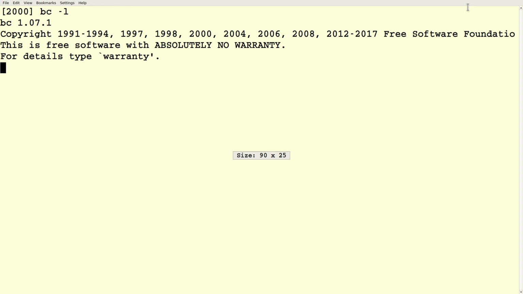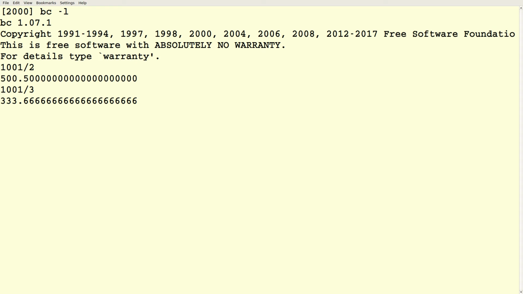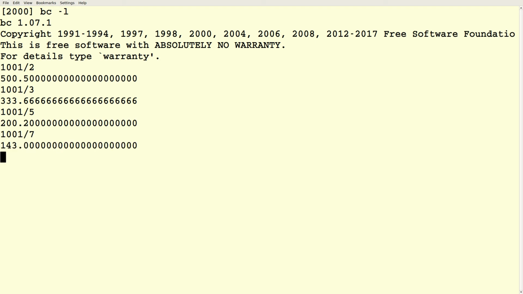And we know 1001 is not divisible by 2 because it's not even. It's not divisible by 3 because the digits don't add up to a multiple of 3. It's not divisible by 5 because it's not ending in a 0 or a 5. But it is divisible by 7. And 143 turns out to be divisible by 11.